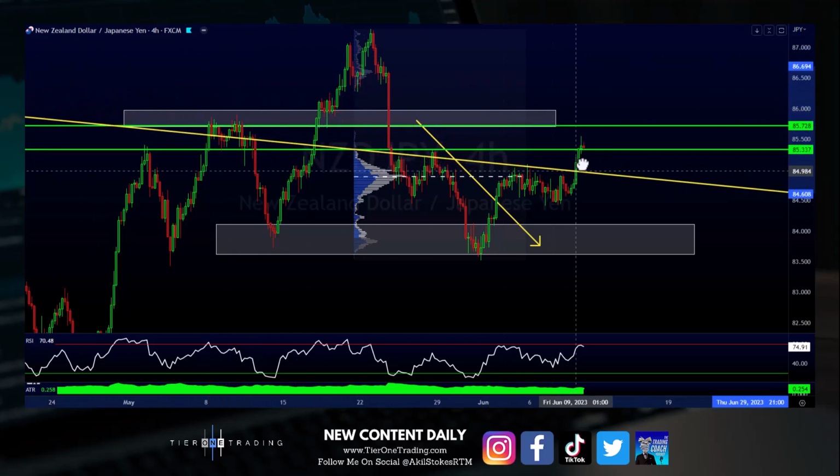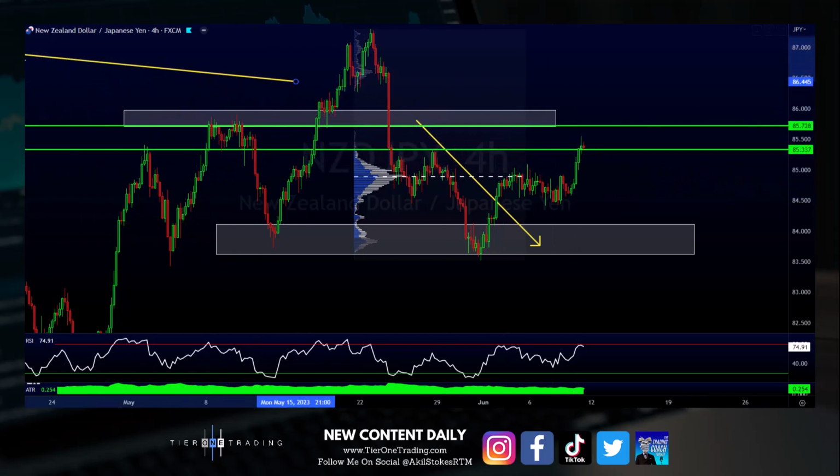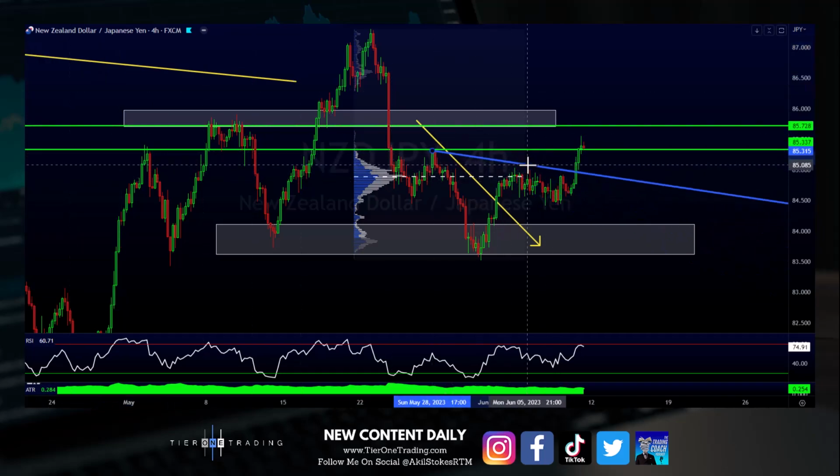Let's see if I can steal this. No, I might as well do a new one. We can look for a slanted neckline where we connect the dots and draw it like a trend line. Now, which one you choose has more to do with your philosophy in the market, right?